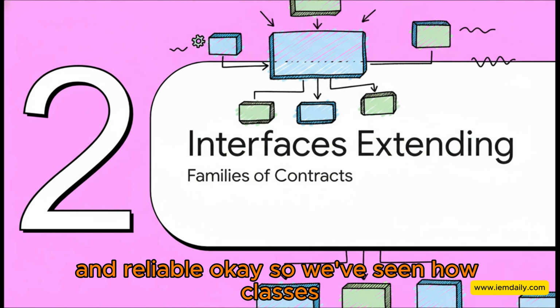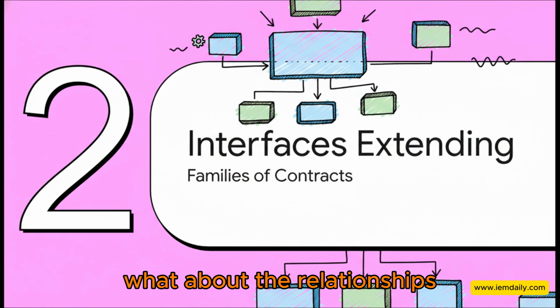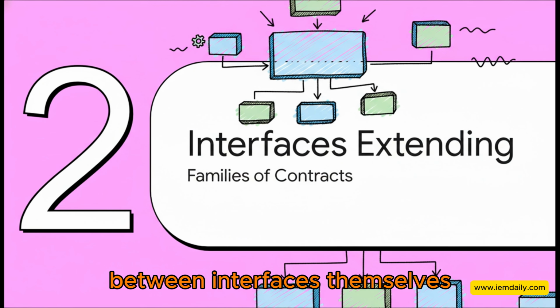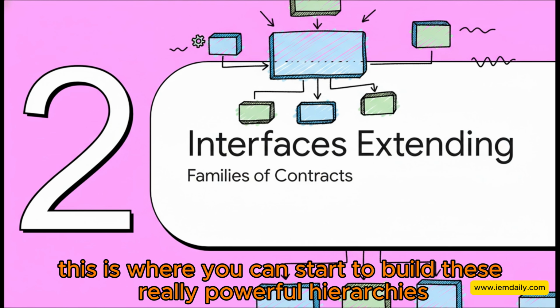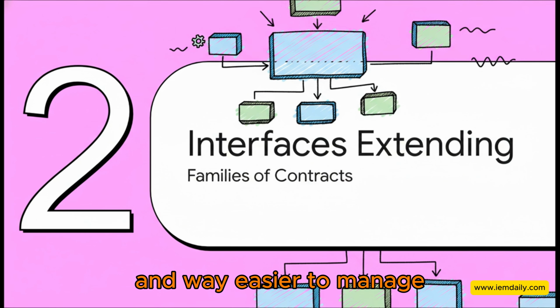Okay, so we've seen how classes and interfaces play together. Let's take it up a notch. What about the relationships between interfaces themselves? This is where you can start to build these really powerful hierarchies of contracts, which makes your code even more organized and way easier to manage.